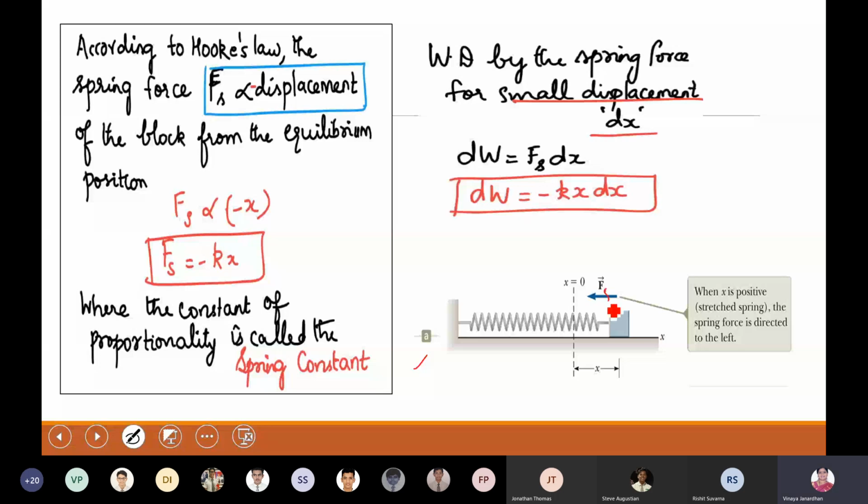So what we'll do is find the work done by the spring force. See, you have applied a force. Immediately the spring will also apply an equal amount of force in the opposite direction. It'll try to move the object back. There is some displacement, and that displacement is dx. So the work done by the spring force for small displacement dx: whenever your applied force makes the object move through a displacement dx, immediately your spring force will also do an equal amount of work in the opposite direction. That is dw is equal to minus kx dx.